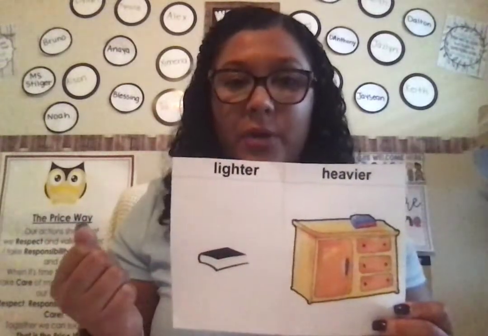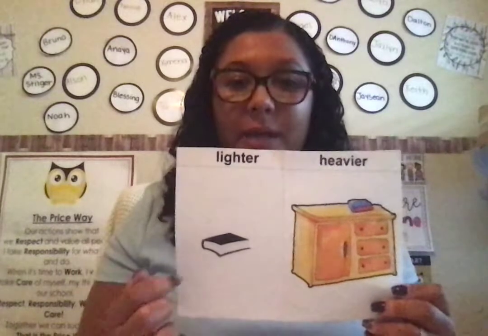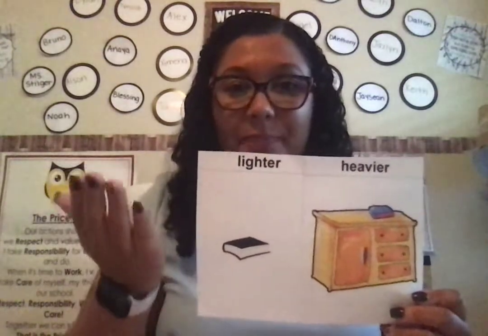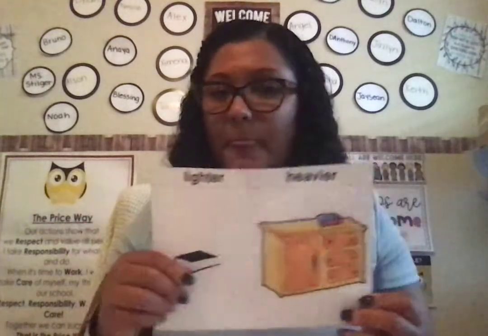Now, what about this book? Could you hold this book? Yeah, it's light, right? It's pretty light. It's not that hard to hold, right? Now, but objects also can be the same. They can weigh the same, okay? So, if I had two of the same books, they could weigh the same, right?